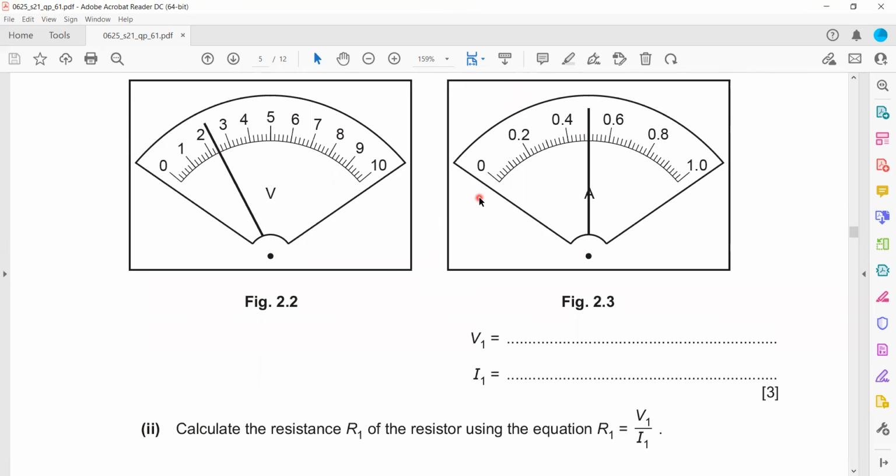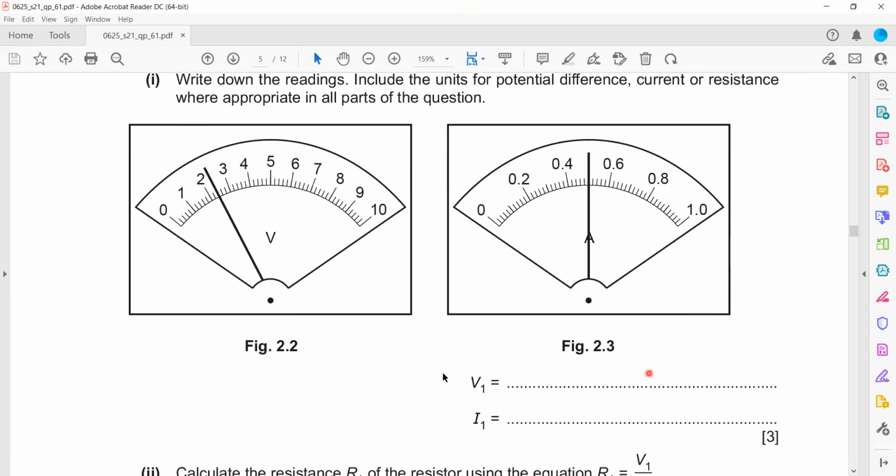So first, what is the voltage reading? What is the reading on the voltmeter? You can use a mic or the chat to state the answer. How much should I write as the reading on the voltmeter? What should be the voltmeter reading?